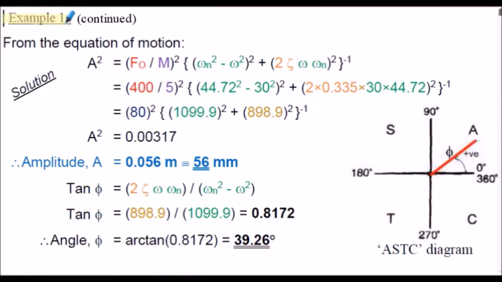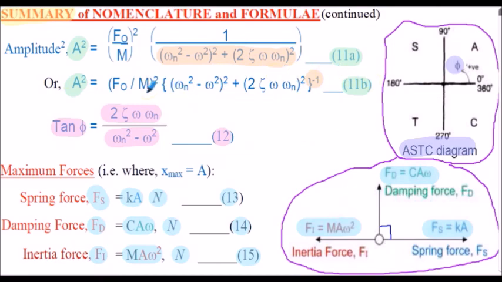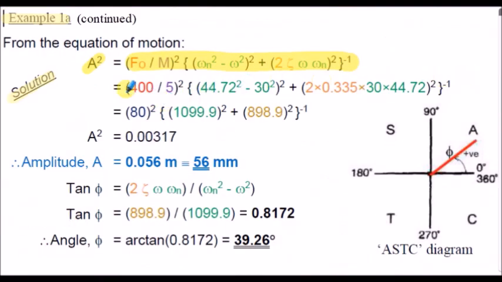Example 1a, the solution continued. So now we can calculate the value of A squared using the formula derived previously, the equation shown here, 11b. We insert the appropriate values into the equation. Notice with this format of the equation, the bracketed term is raised to the power of negative one, as we're actually dividing by that bracket. Just be careful of how you use that in your calculator. But A squared evaluates to 0.00317. Of course, we really want to find amplitude A, so square rooting both sides, that's 0.056 meters or 56 millimeters.